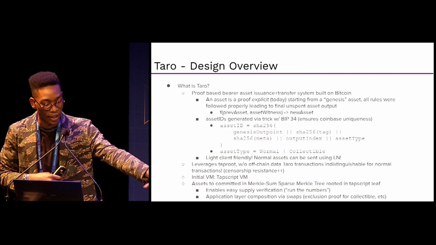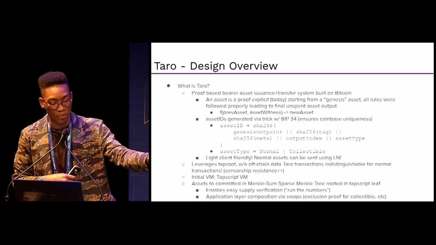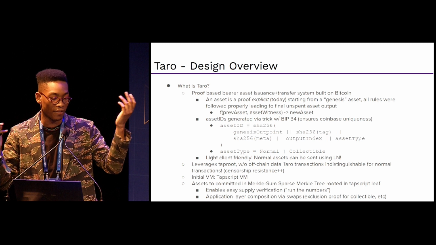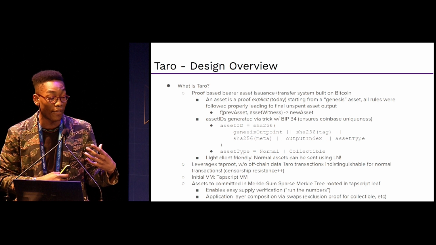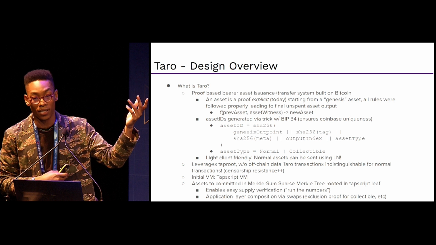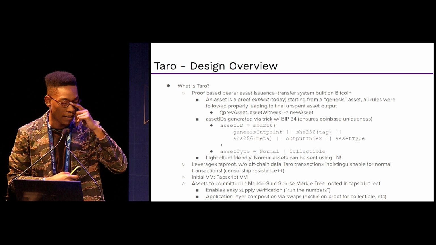You have the outpoint, the tag, which is basically the name, the hash of the meta, which can be a PDF or a LaTeX file, an image or something like that itself, and the output index and then the asset type itself, right? This basically lets you have a unique asset ID within the system itself. There are some other details around the tree structure we use.